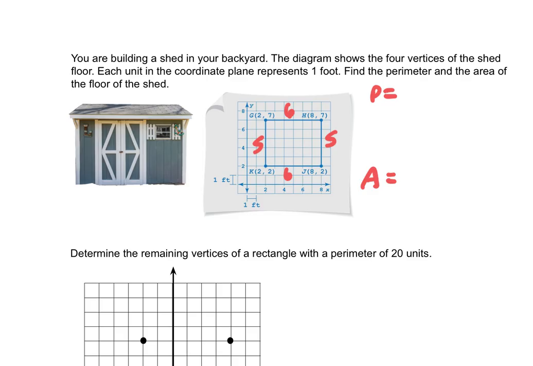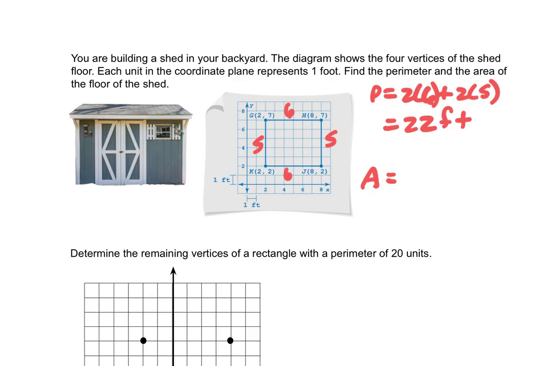Perimeter here now would be pretty easy. 2 times 6 plus 2 times 5. Okay. And then we're going to label it. In this case, we're not going to label it units because they tell us that every unit represents a foot. So this would be 22 feet. Okay, 22 feet around the outside of that shed.